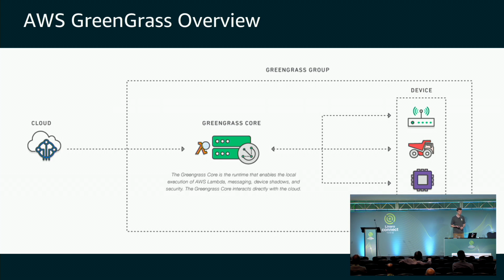And the GreenGrass core manages a few different things, the way it connects to the cloud. So it's managing the authentication and authorization of all the devices. It's managing the shadowing. So if this group falls offline, it's going to do the buffering of all the messages and the updates. And it will manage over-the-air updates to all these devices too.